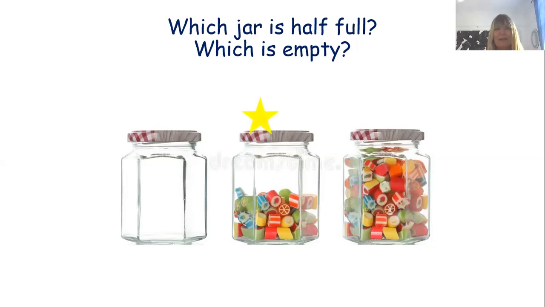Did you choose that one in the middle? Good. I now want you to tell me, or tell yourself, or tell a grown-up, which jar is empty, which jar contains nothing, apart from air. I hope you chose that one. Good. So we've got an empty jar, a half full jar, and on the end, on the right, a full jar.